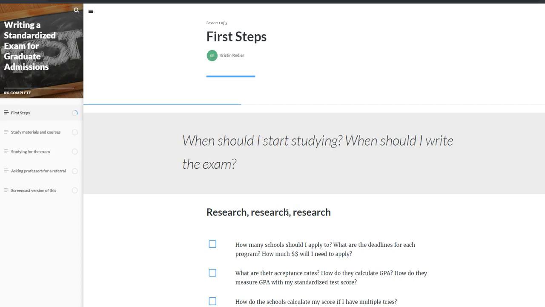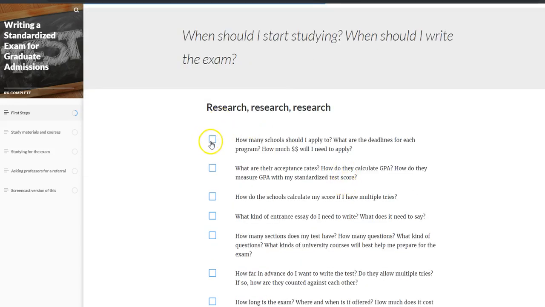You might want to be judicious about how many times you plan to take something. You're going to want to take it with enough lead time so that your score is available for when you want to apply. So you really want to find out how many schools you're applying to and what the deadlines are. Some law schools, for example, will take a December LSAT, some of them won't. So you really need to be careful about application dates and how they relate to when you're going to take your standardized test.